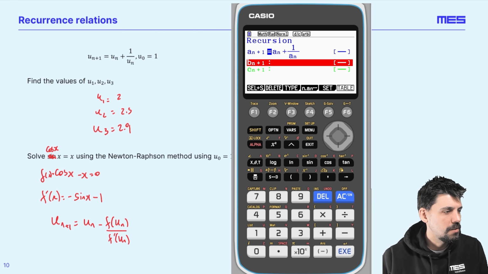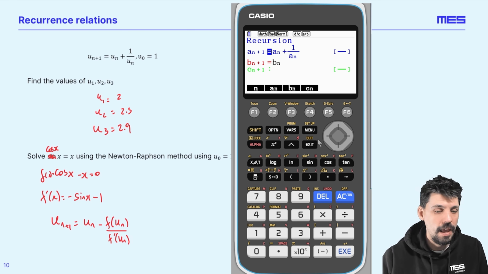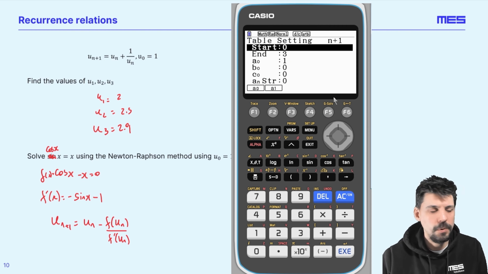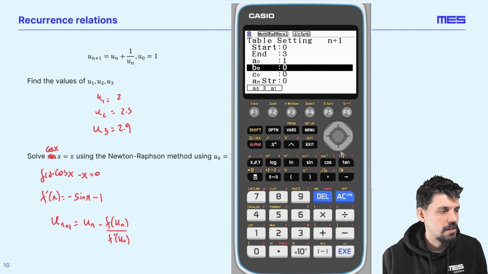So hopefully this works. I'll do it with the b's as well, actually. So that's fine. So it's b n minus cos b n minus b n over minus sine of b n minus 1. Let me just plug it all in. We're going to start at, my first iteration of b will be at 1. Let's do a few more iterations. Let's do about 5 of them.